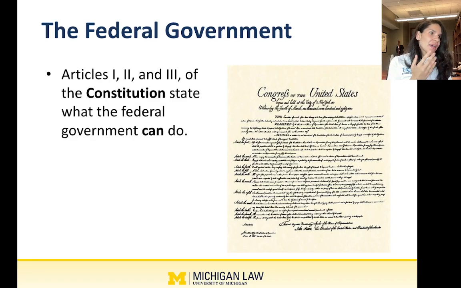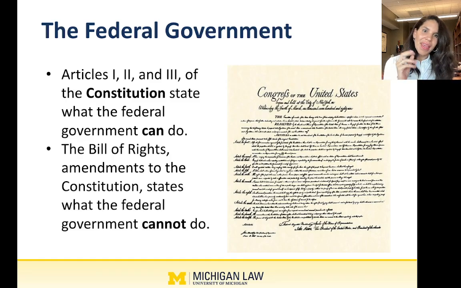So, again, Articles 1, 2, and 3, our first 3 articles of the Constitution, state what the federal government can do. But the Bill of Rights, which are at the end, these were amendments to the original Constitution, states what the federal government absolutely cannot do. So if they take one of their enumerated powers, say the power to spend, and they decide they want to pass a budget and spend some money, if they do so in a way that violates any of the rights of the Bill of Rights, it's not allowed.